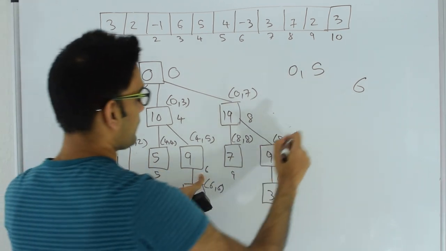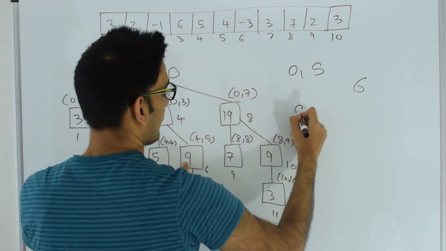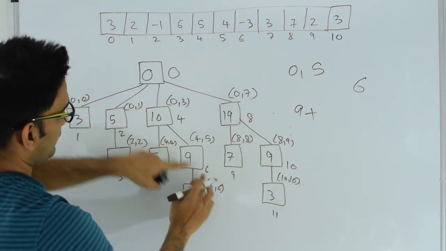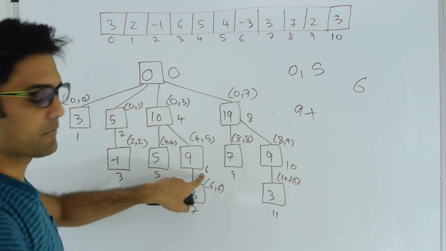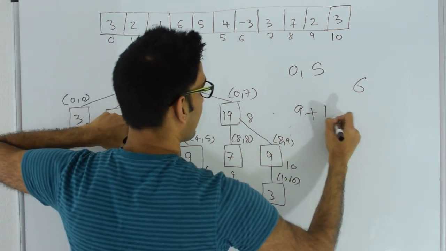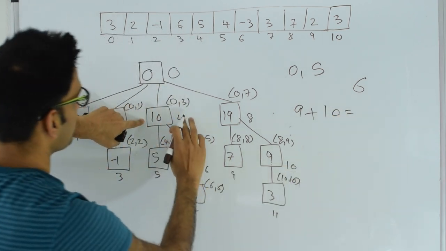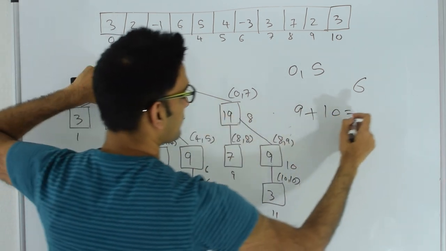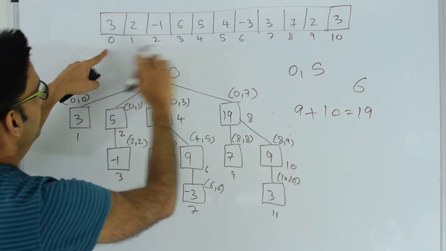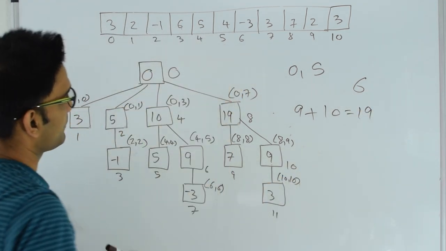You take that value, 9, plus you go to its parent. To go to the parent of 6 from 4, all you have to do is flip the rightmost set bit. So you come here, so that's 10. Then you flip the rightmost set bit and you reach 0, so that doesn't add anything, so 19. So 19 is the sum from 0 to 5 in my original array.